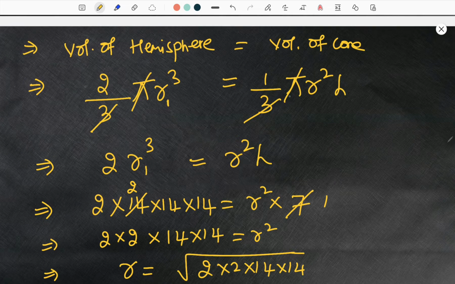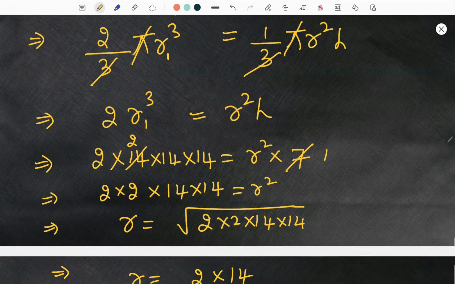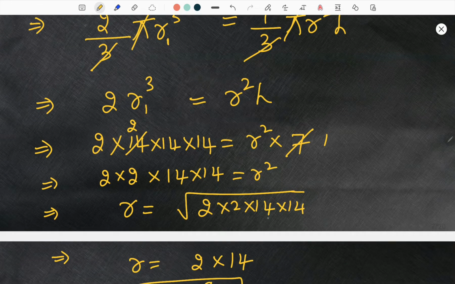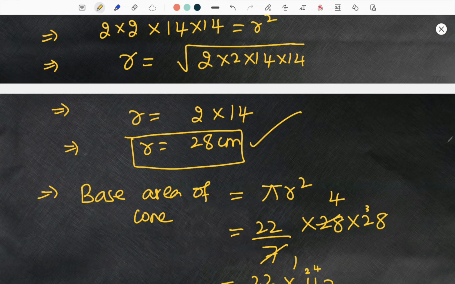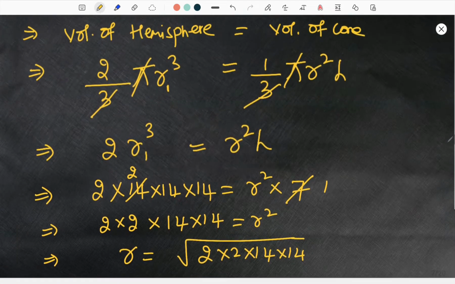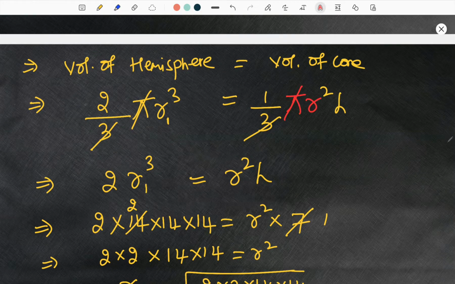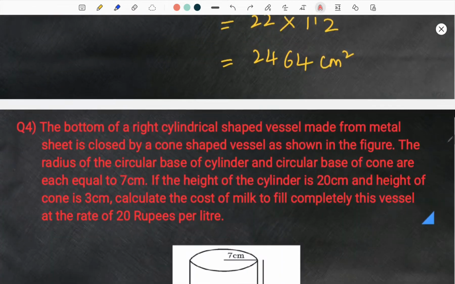Instead of cancelling this pi, I would have got the direct answer here, but anyway I cancelled this pi in the moment. Then I calculated the radius, this is the radius of the cone, whatever I have got here, then I calculated the base area. Alright, so this pi r square means it was base area, right? So I would have kept it like that only, and I would have got the answer, but this is also fine, no issues with that. Alright, moving forward to next question.